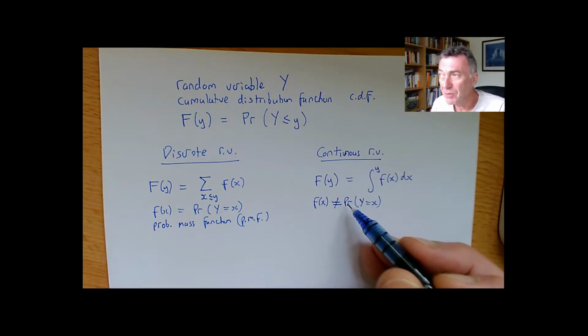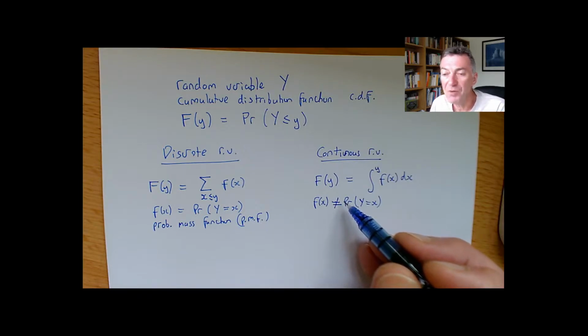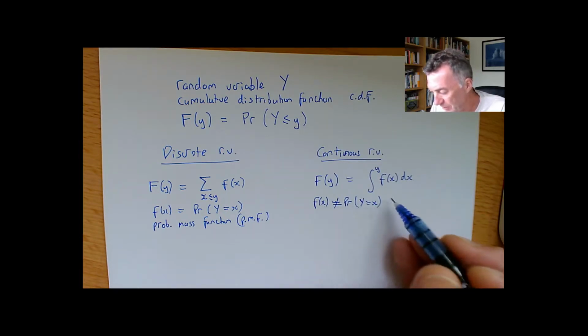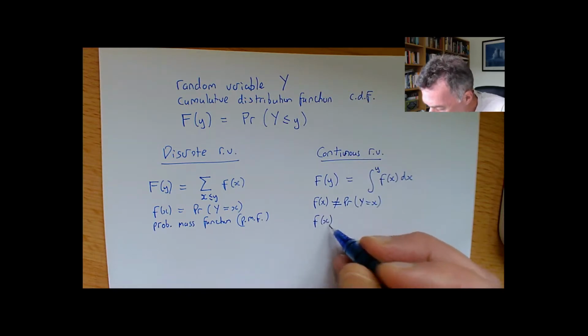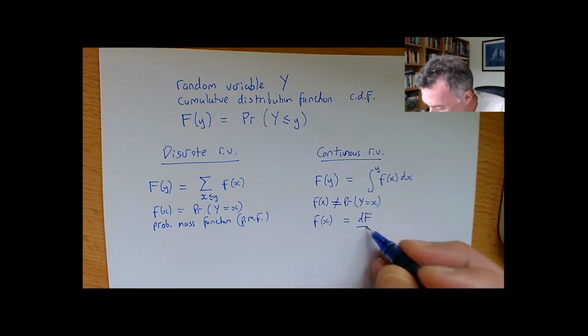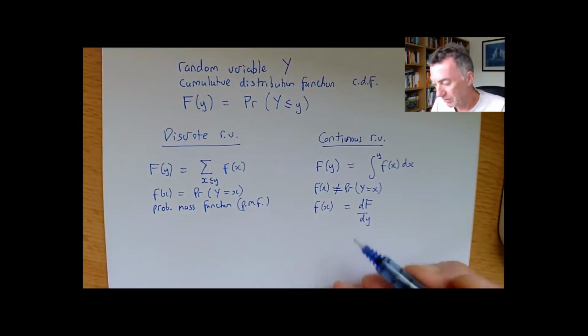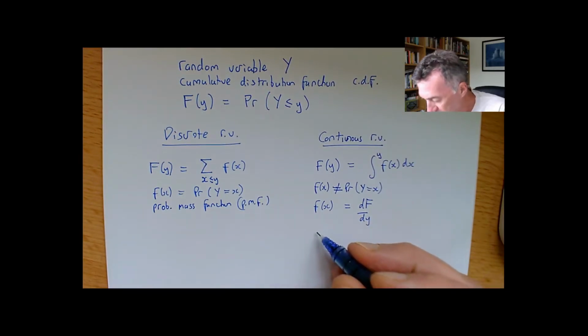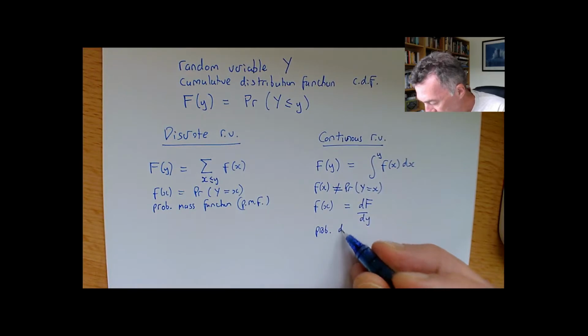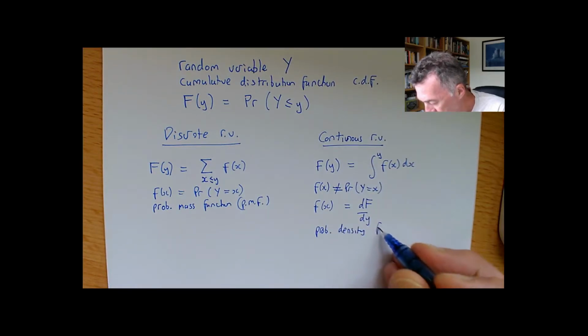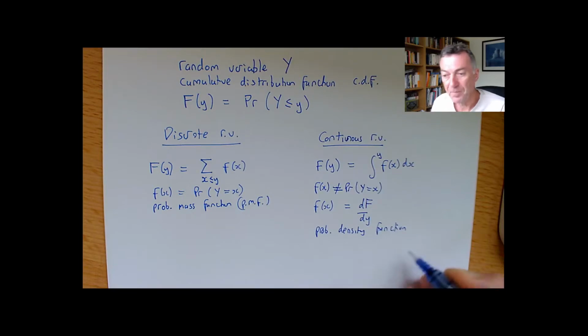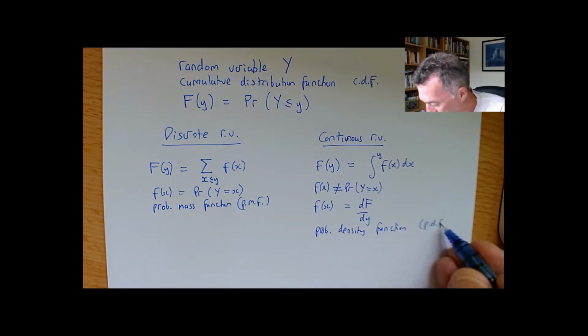So for instance, for a particular temperature, 20 degrees in Exeter, the probability of that actually happening is almost zero. If you've got exactly 20.00000 degrees, the chance of that ever occurring would be close to zero. So you can't interpret it this way. What you can do is say f of x is dF by dy, from the fundamental theorem of calculus. That's the way we define it for the continuous case. And this f of x here is called the probability density function, and that's called a PDF.